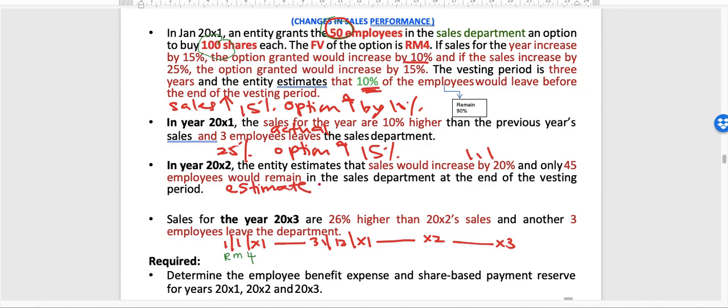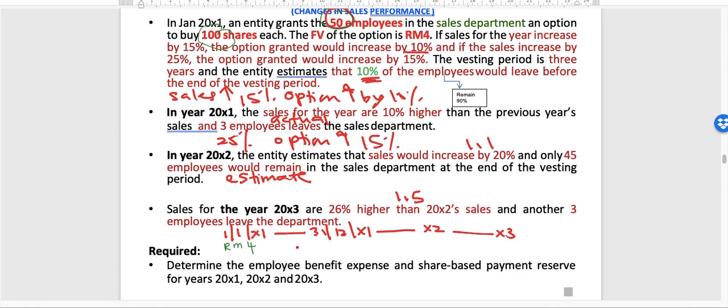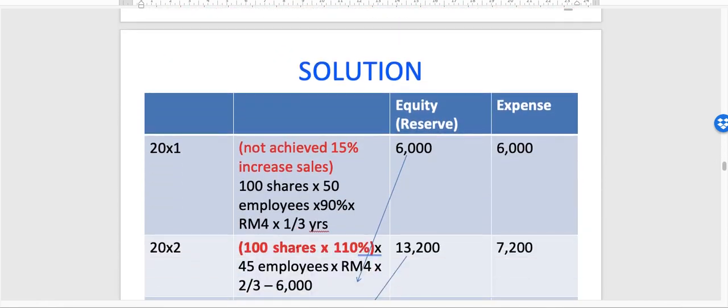In the third year, sales are 26% higher than year 2 sales. So 26% reaches this condition, 25%. So in this third year, you will times with 1.5. And another 3 employees leave the department. Now when you compute for each year, let's look at the first one.